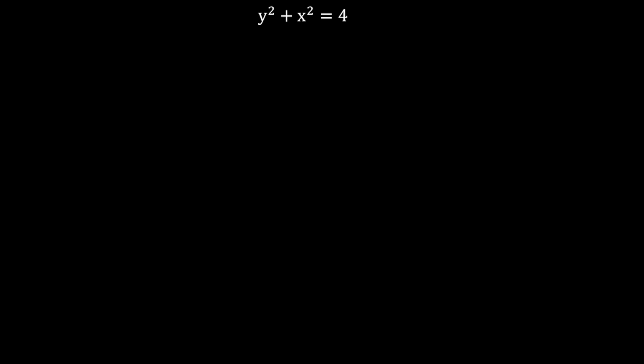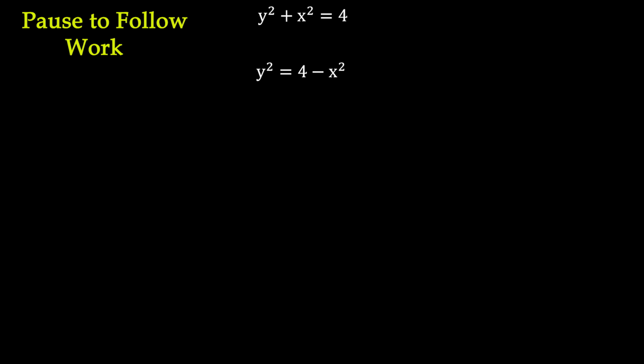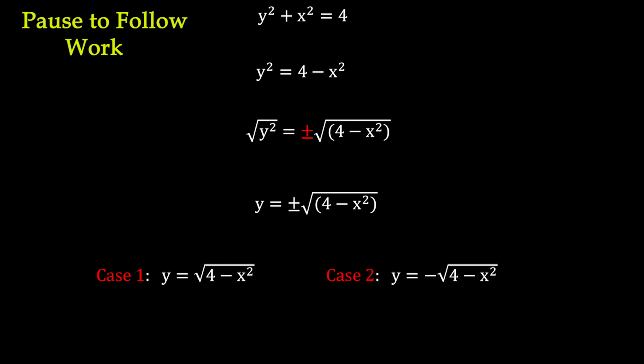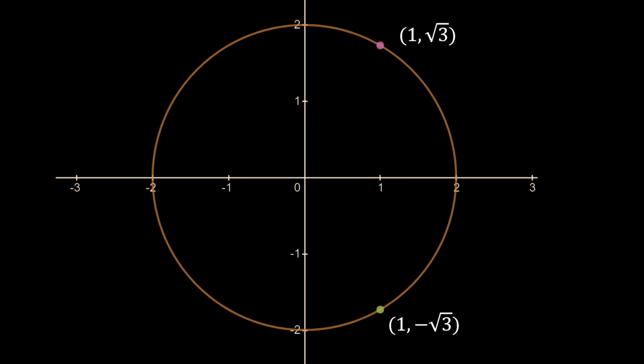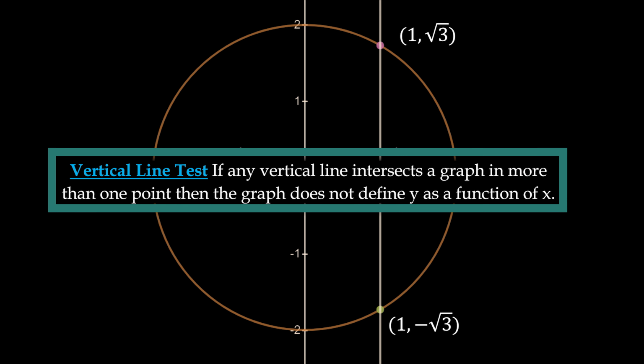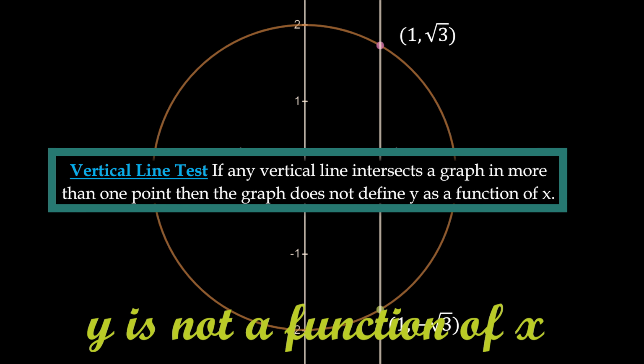We can also see this occur in some cases when we are solving for y. Remember, square root produces 2 cases. This means if I were to plug in 1 into this equation, I would get 2 different answers. The first one would be square root of 3, and the second one would be negative square root of 3. If I plot these onto a Cartesian plane, notice how the points are stacked upon each other, and therefore they fail the vertical line test. So we say this graph does not define y as a function of x.